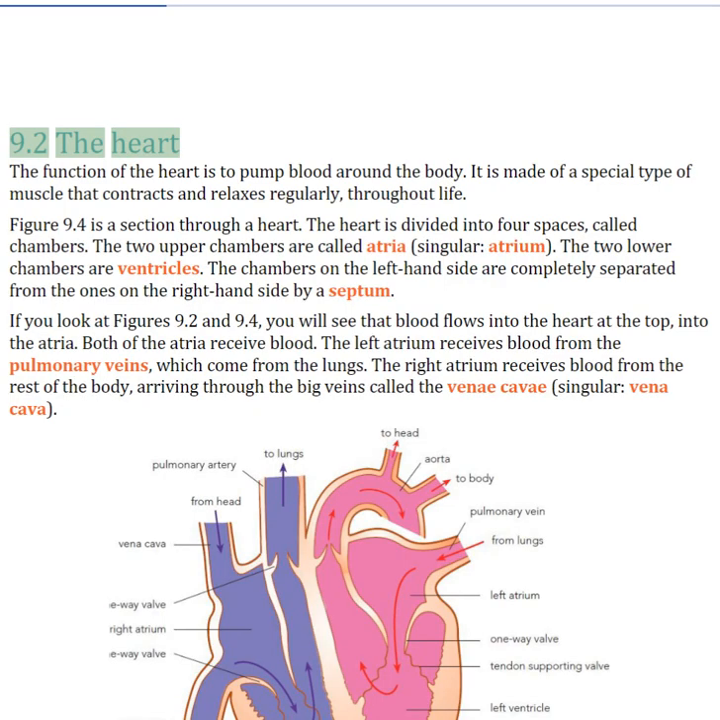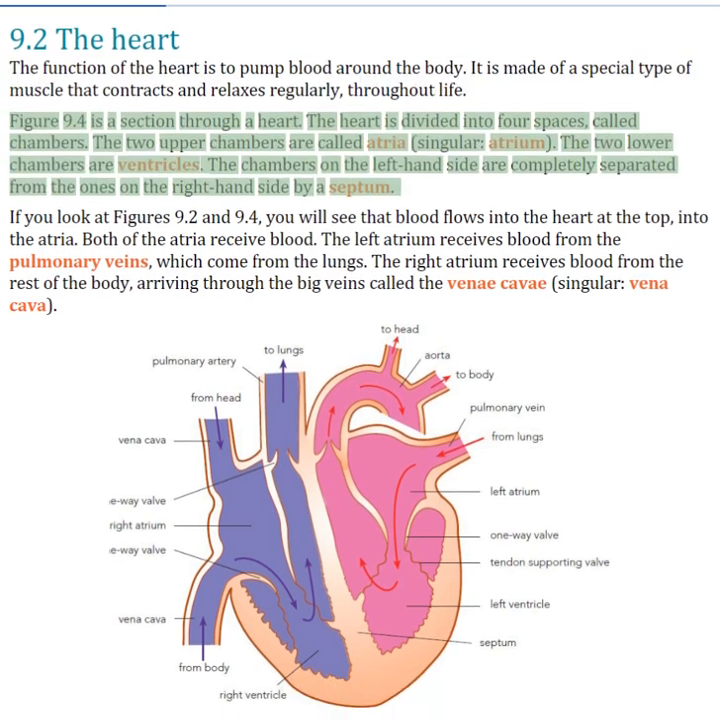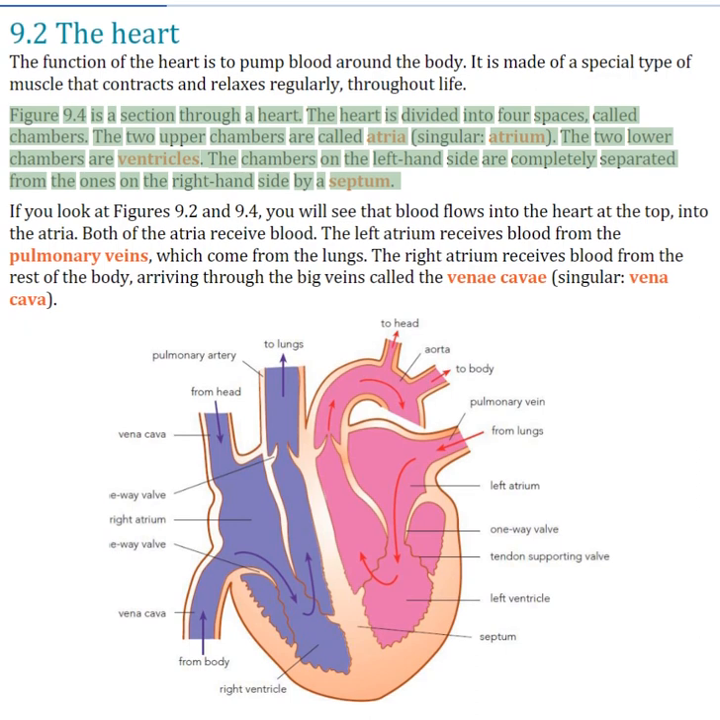9.2. The heart. The function of the heart is to pump blood around the body. It is made of a special type of muscle that contracts and relaxes regularly throughout life. Figure 9.4 is a section through a heart. The heart is divided into 4 spaces, called chambers. The 2 upper chambers are called atria. The 2 lower chambers are ventricles. The chambers on the left-hand side are completely separated from the ones on the right-hand side by a septum.